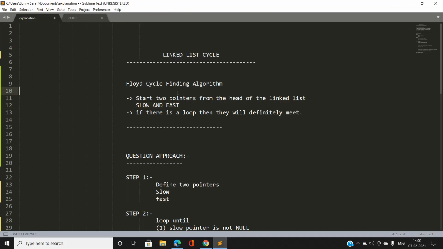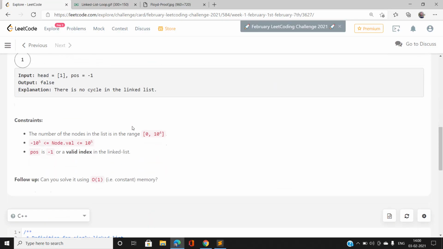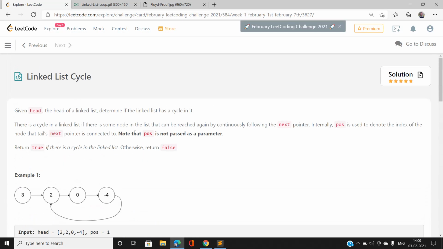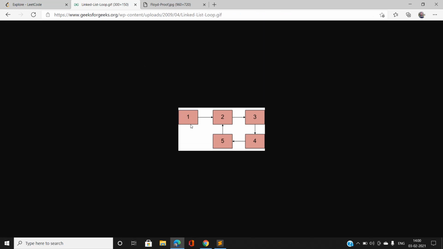So we are going to use Floyd's cycle finding algorithm for this question. There are also other approaches to do this question. Let me discuss the hashing based approach, which uses memory. For the hashing based approach, we are going to maintain a hash map which stores the addresses of the nodes. We iterate through the linked list, and we also store the addresses of the previous nodes.